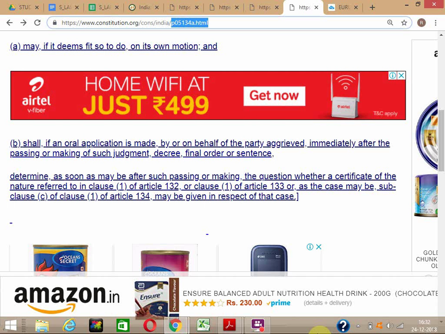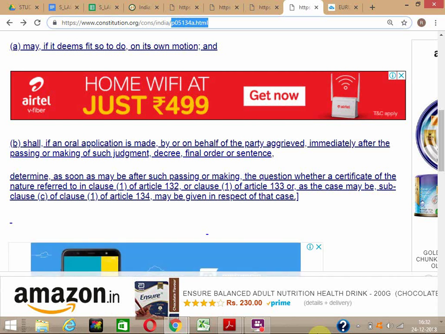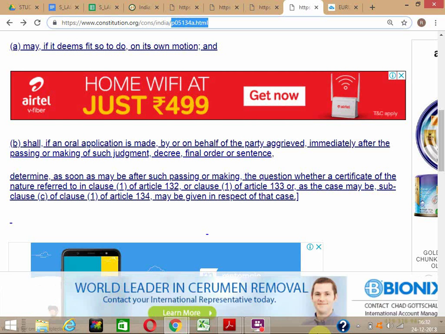So let's focus. Is this clear what Article 134A clause small b compels the High Court to do? It does not compel the High Court to give you a certificate that this particular case is fit for appeal to the Supreme Court. It only compels the High Court to decide that question. The High Court may ponder that question and still decide against you. It only requires this because clause small a has not happened, the High Court has not applied its mind on its own. That's why clause small b is given to you, to request the High Court to at least address that question.